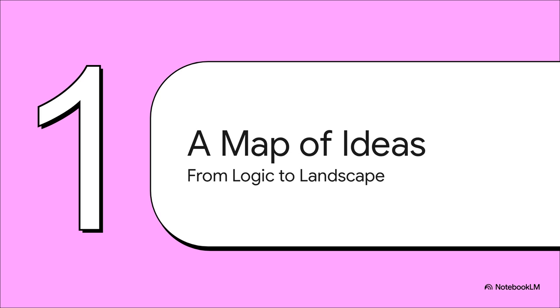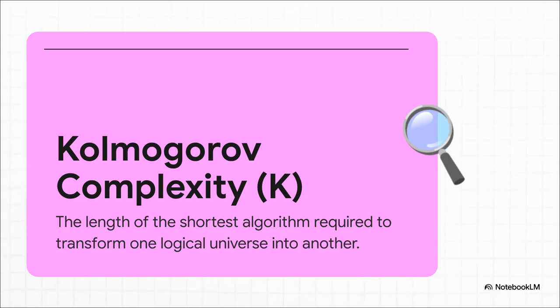Okay, so the first big shift we need to make is to stop thinking about logic as just this rigid set of true or false statements. Instead, I want you to picture it as a vast, sprawling landscape, a place that has terrain, that has landmarks, and crucially, has distances between those landmarks. So how in the world do you measure distance in a landscape of ideas?